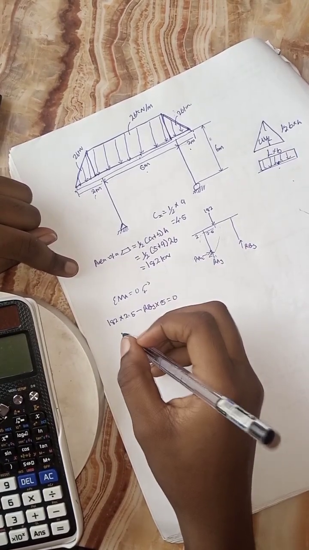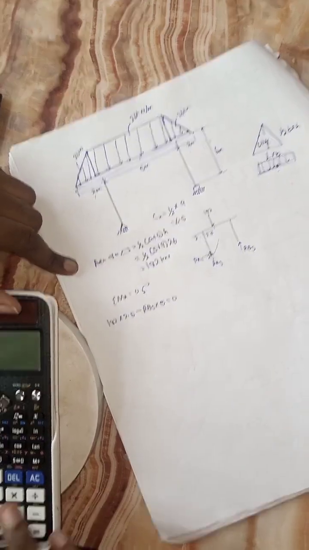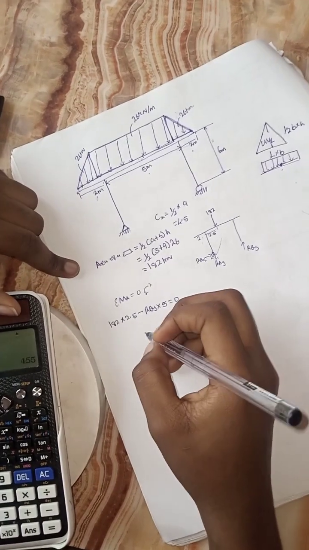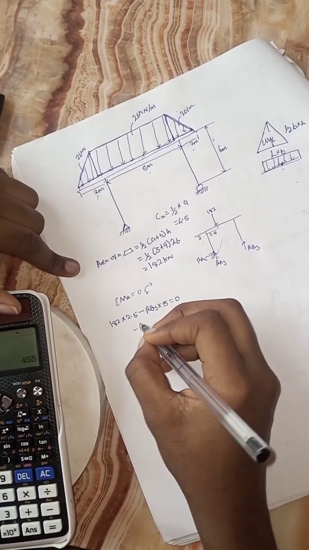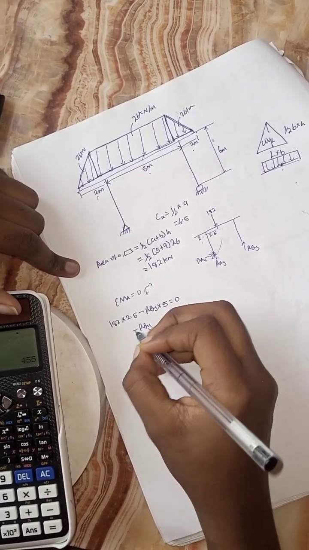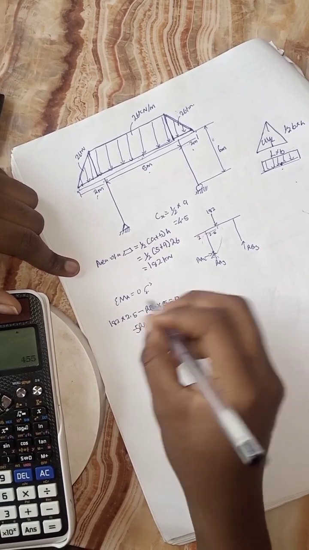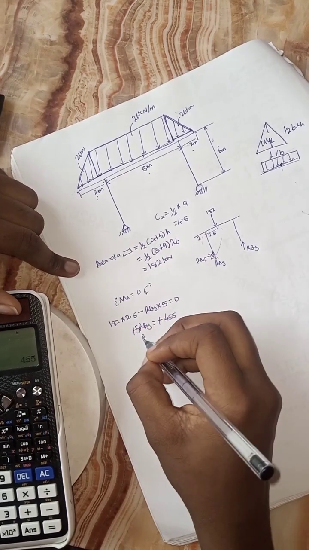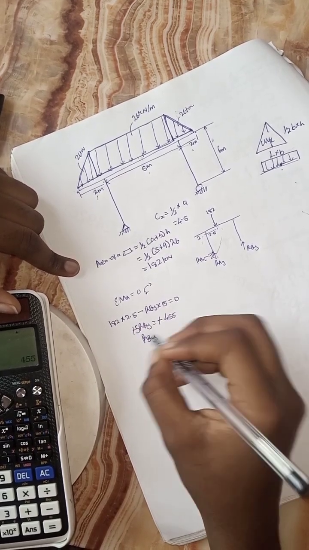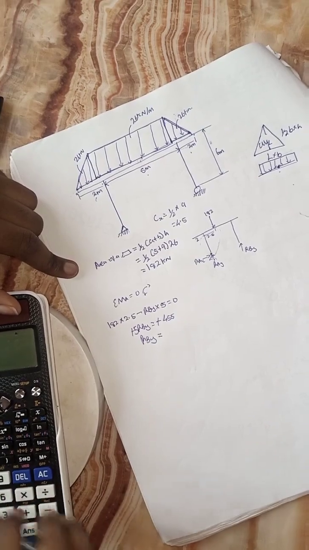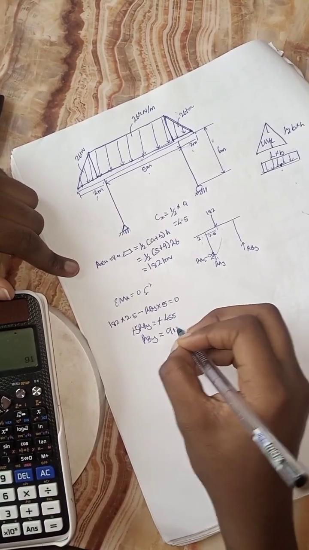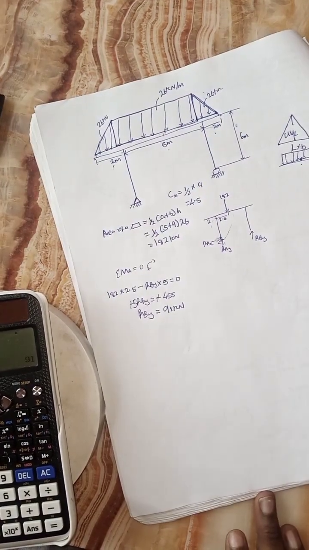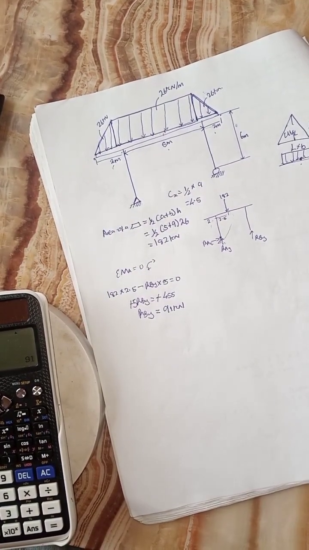So let's punch it in on our calculator. 182 times 2.5 is equal to 455. So minus 5RBY is equal to, if this one goes to the other side, it becomes minus 455. Negative will cancel negative. So RBY will be equal to 455 divided by 5, which is equal to 91 kilonewton. I'm sure we understand how we've gotten our reaction. So let's move on to the next part.